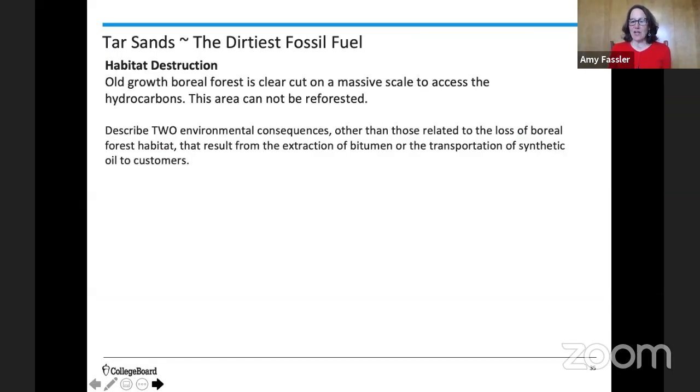Next, let's take a look at tar sands in terms of other problems. The old growth boreal forest is being removed on a massive scale. Describe two environmental consequences other than those related to boreal forest habitat loss that result from the extraction of bitumen or the transportation of synthetic oil to customers. I'll give you a minute to look at this one as well. Two environmental consequences other than loss of boreal forest. Could be the extraction or the transport of that synthetic oil.